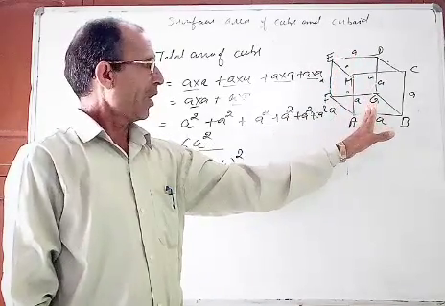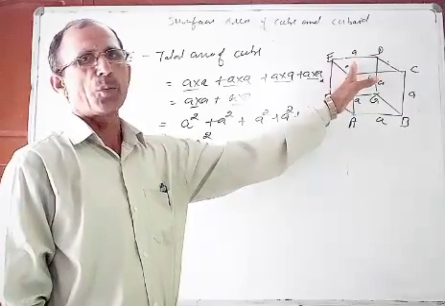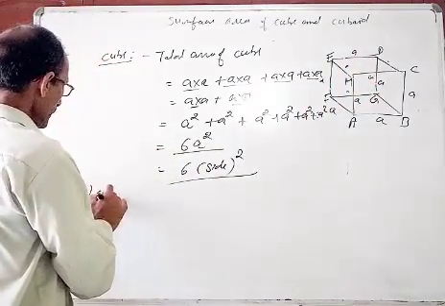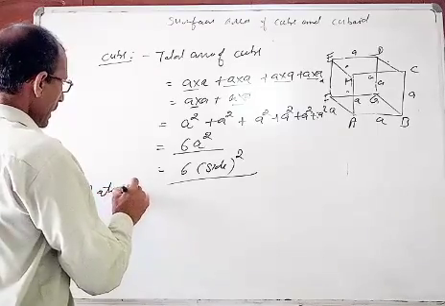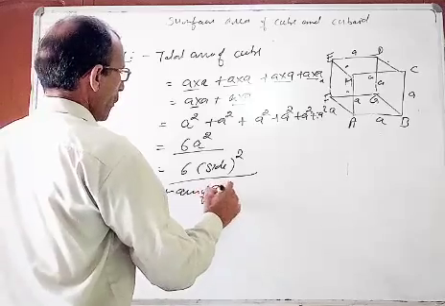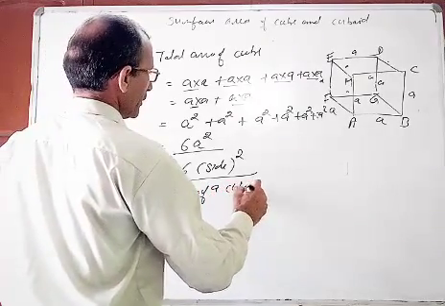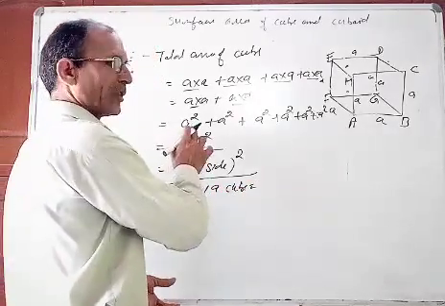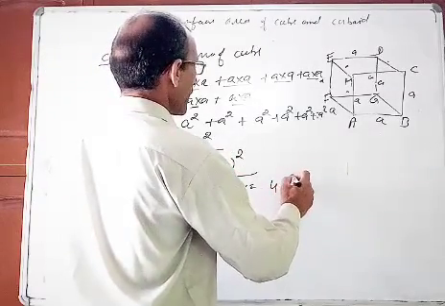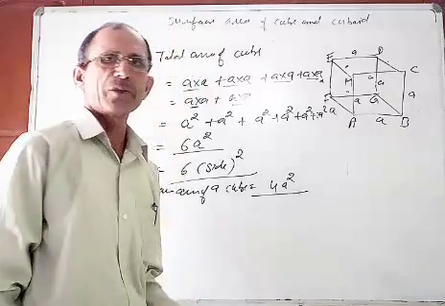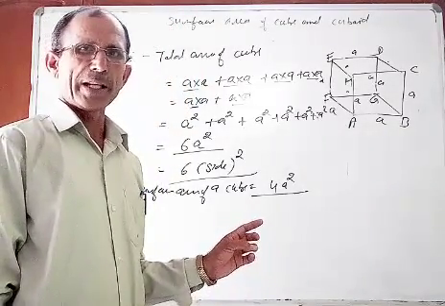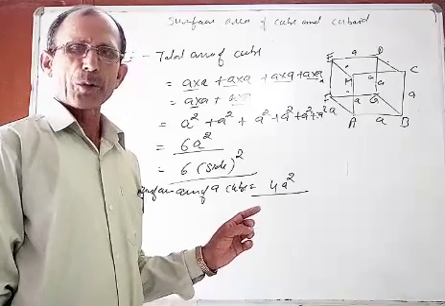Now lateral surface area, same thing, excepting base and top. The area of this base and area of this top will not be included. So lateral surface area of a cube: base and top area is 2A square. So excepting 2A square, total remaining is 4A square. So these are the main points related to the area of a cuboid and cube.